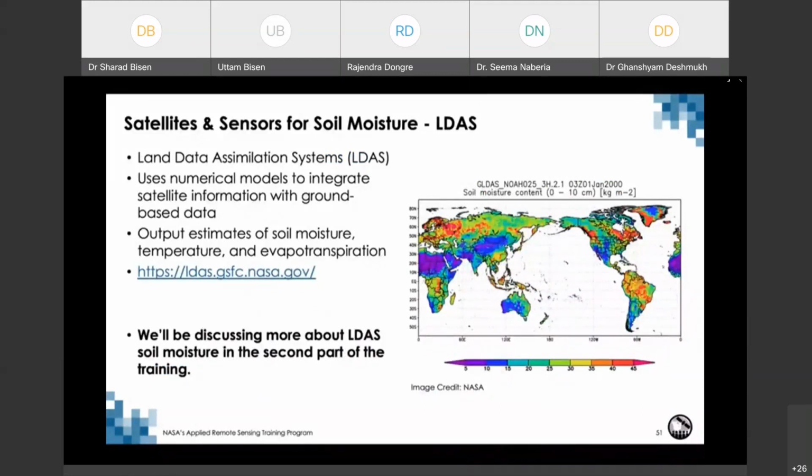Another NASA source for soil moisture is the Land Data Assimilation System, or again, LDAS. LDAS uses numerical models to integrate satellite information with ground-based data for soil moisture estimates.